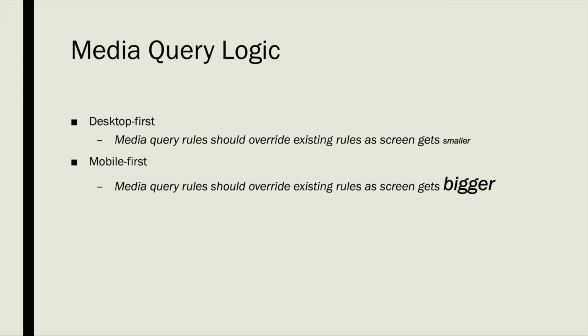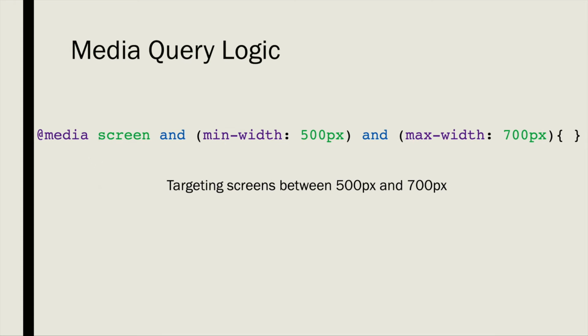So let's take a look at this in an example. Let's say that this media query, so @media screen and min-width of 500 pixels and max-width of 700 pixels, this targets screens between 500 and 700 pixels. Easy, right?